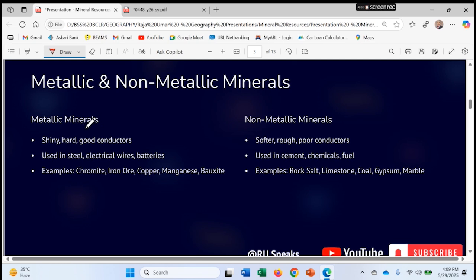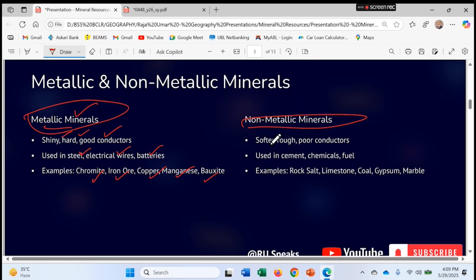Metallic and non-metallic minerals, that is the next part of this. You must be knowing what the metallic minerals and the non-metallic minerals are. First, the metallic minerals are shiny, hard, good conductors of heat and electricity. They are used in steel manufacturing, electrical wires and batteries. So they might be copper, silver, gold, iron ore. They all are known as metallic minerals. Examples: chromite, iron ore, copper, manganese, bauxite, gold, silver. All these are known as metallic minerals.